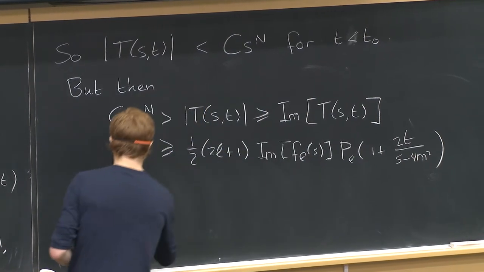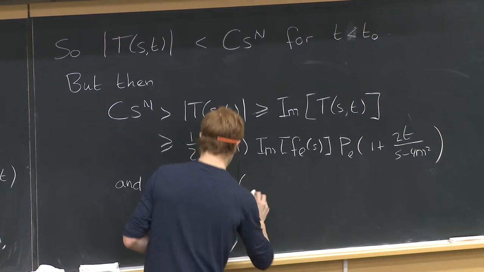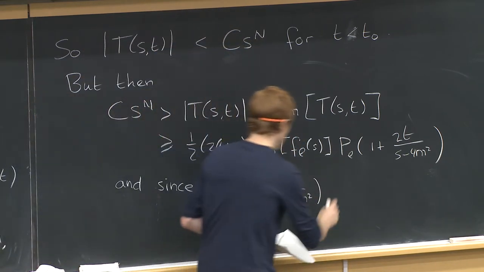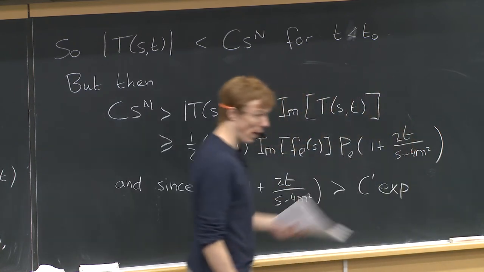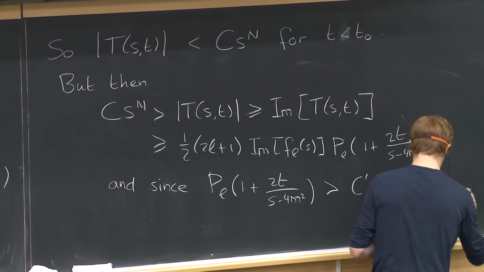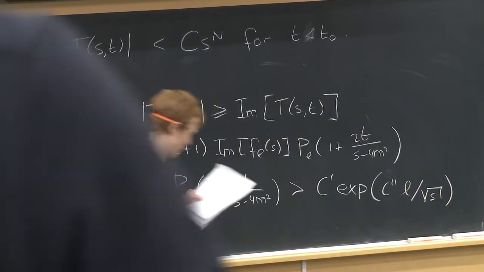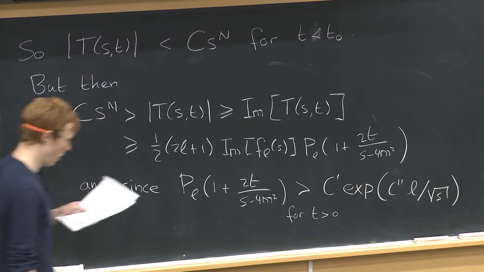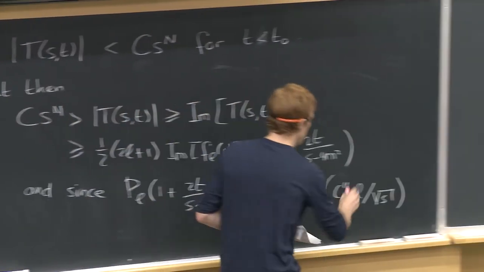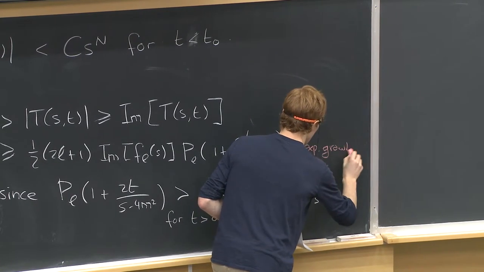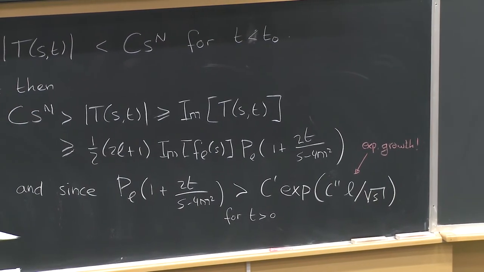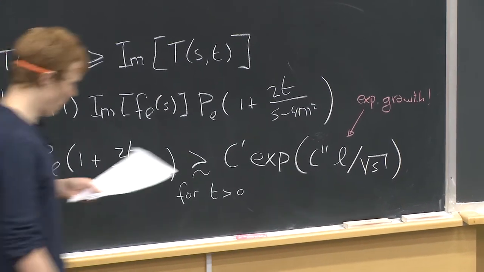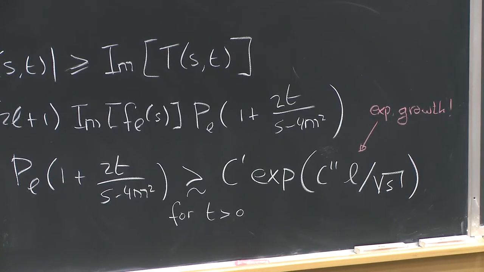But now I can use something about the Legendres, because the Legendre polynomial of 1 plus t over s minus 4m squared, well, it basically behaves like this. So these things grow exponentially fast with spin. And if you work it out, it looks something like this. So this is true for t greater than 0, and of course, s is also greater than 4m squared. So you see, in particular, I have this exponential growth with spin. Yeah, it's for large s. Although maybe you can fiddle with the constants to make it true for all s. But the important bit, the thing that we're interested in, is all s.